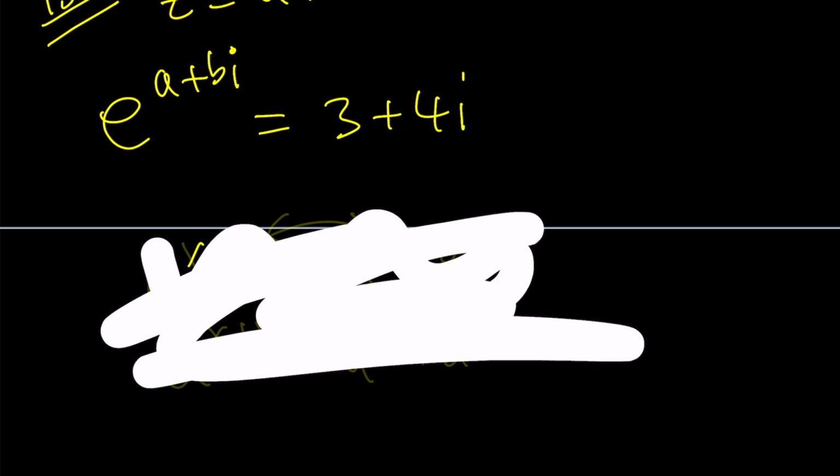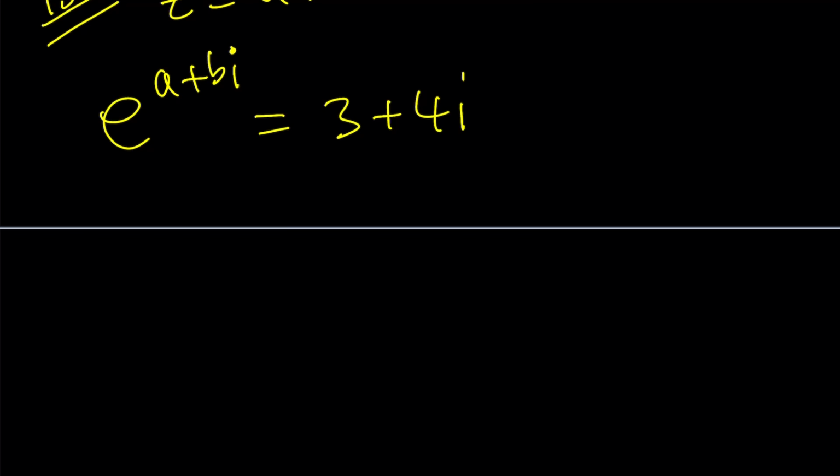We're going to split up the exponents. So we're going to write this as e to the power a times e to the power bi. You've got to remember, a and b are real numbers. So e to the a is a real number. e is Euler's number, which is 2.7-ish, right? I only know one digit.